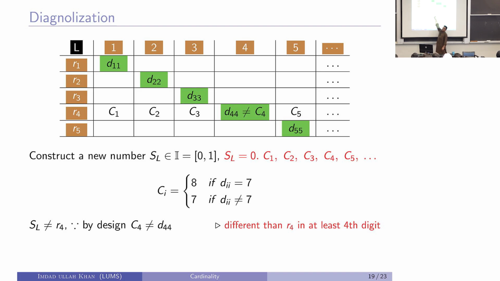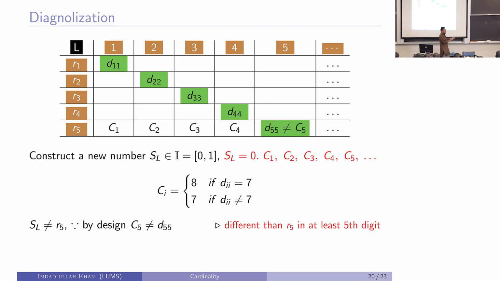is equal to 8 if D44 is equal to 7, and C4 is equal to 7 if D44 is not equal to 7. So, D44 is either equal to 7 or not equal to 7. In both cases, C4 is designed to be different, to be unequal. If this is 7, that becomes not 7. If this is not 7, then that becomes 7. So, they are different. Okay. So, this new number I constructed, SL, cannot be equal to R4. Similarly, it cannot be equal to R5. Can it be equal to R17? Why not? Why cannot SL be equal to R17?